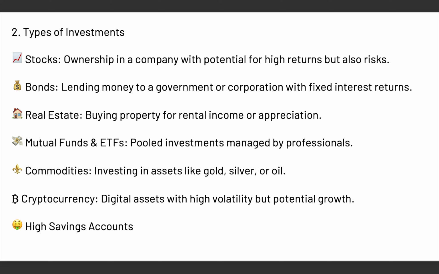And then you have commodities. Commodities means you are investing in assets like gold, silver, or oil. So you are investing in gold, silver, or oil. That means you are investing in commodities. And then the next one will be cryptocurrency. So these are digital assets with high volatility but potential growth. So you can invest in cryptocurrencies if you have the chance for high risk investment.